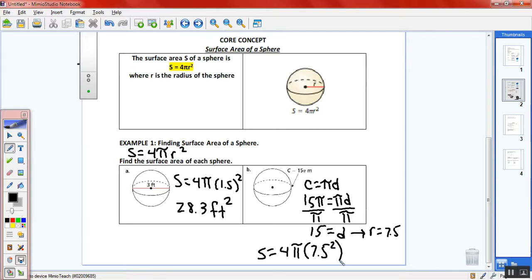What are you guys coming up with for surface area? Wait, so do you square the radius or do you square it all? Square just the radius. So you would do 7.5 squared times 4 times pi. Anybody confirm 706.9 for me? That is correct, Armando. Bree, talk to me. 706.9. How about a unit to attach to this?